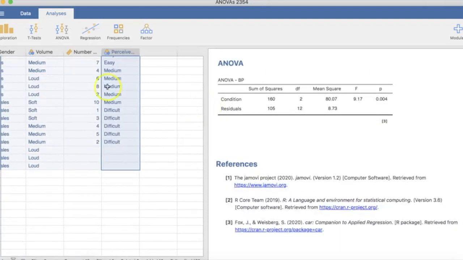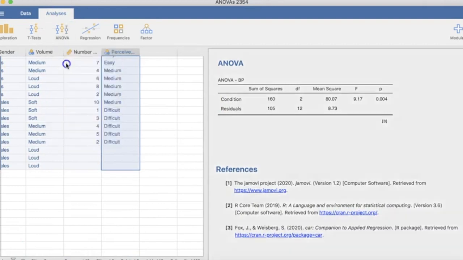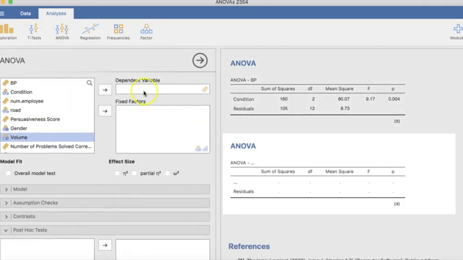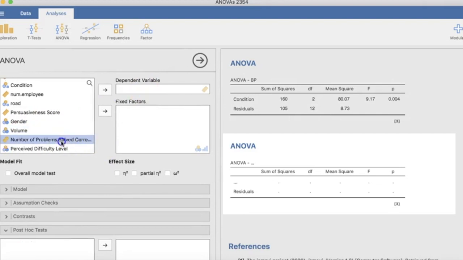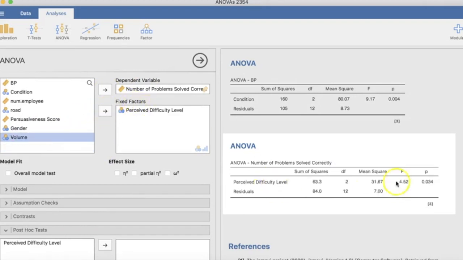To do the data analysis, we're going to go into the analysis tab and then ANOVA. And we're going to go into ANOVA. Let me go up a little bit. So for my dependent variable, I need to drag the number of problems solved correctly. Perceived difficulty level is going to go into fixed factors. And that's it. That's the same ANOVA table that we calculated by hand.